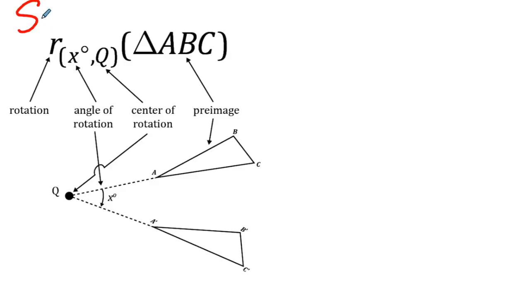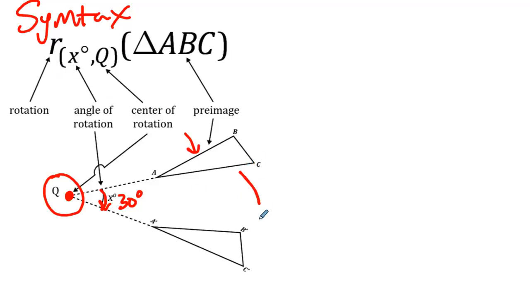Here's the syntax. So this is the syntax part. And so whenever you see a rotation, this is how it'll be written. So the rotation, and this is the angle of rotation, and this is the center of rotation, and this is the pre-image, okay? So you have a rotation of triangle ABC, which is this, about this many degrees, right? So let's say this is 30 degrees. And then about point Q, so this is the center of rotation.